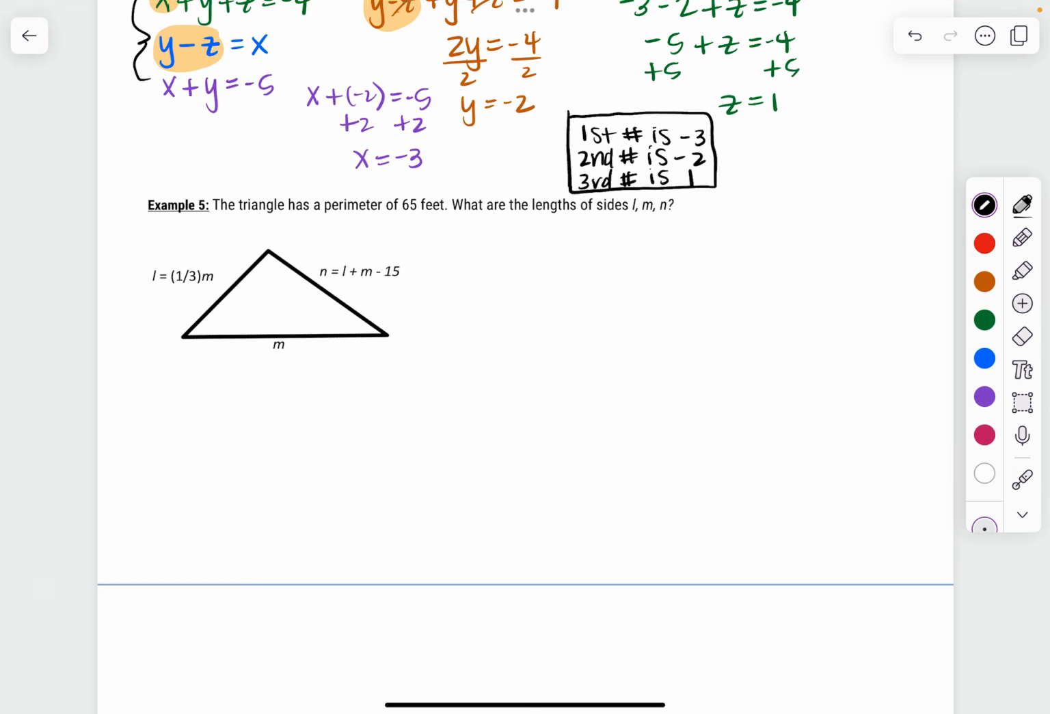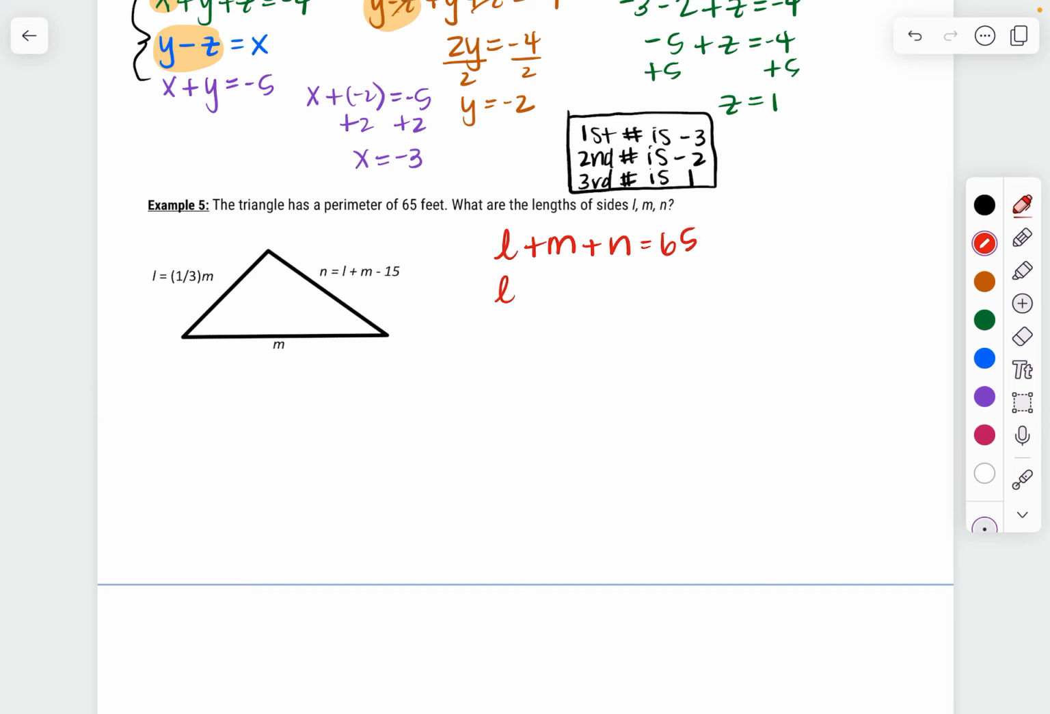So the triangle has a perimeter of 65 feet. What are the lengths of sides L, M, and N? So perimeter is all the way around. So I know if I add all of these sides together, I'm going to get 65 feet. So if I look at my first equation, I can say L plus M plus N is equal to 65. Now, the really nice thing about what we're currently looking at is we can use what they gave us to substitute in and find some different equations.